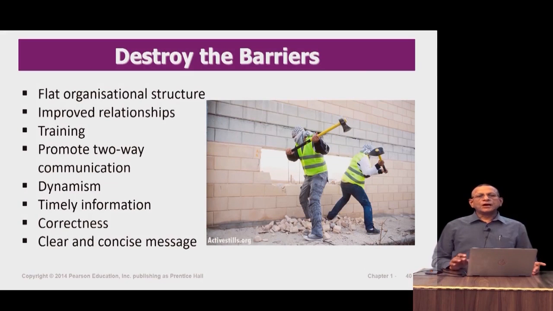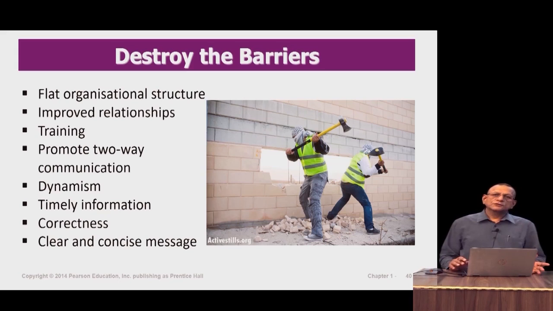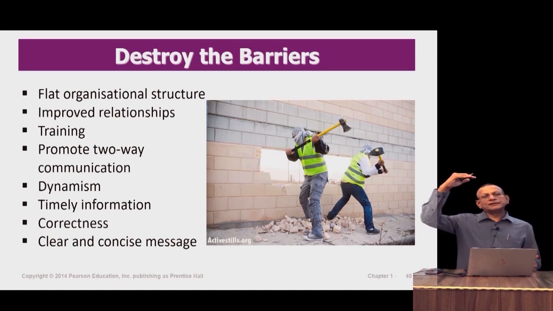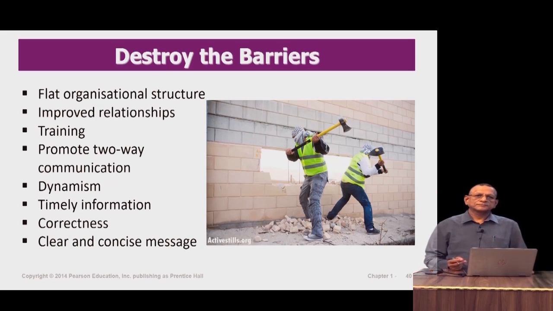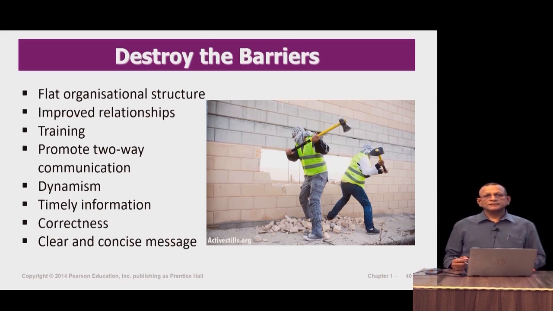Now the question is, how can we overcome such aspects? How can we destroy the barriers? How can we come out of the barriers while communicating within the organization or in the business? So a few points are there. One, flat organizational structure. Flat organizational structure means what? That we reduce the number of levels in the structure of the organization. The taller the organization, the more difficult it will be to communicate. The flatter the organization, the easier it will be to communicate. Then, improved relationships. Just before this slide, we have discussed the supervisor-subordinate relationships. So, let's see how we can improve the relationship.